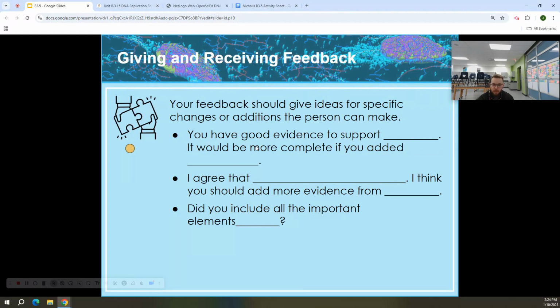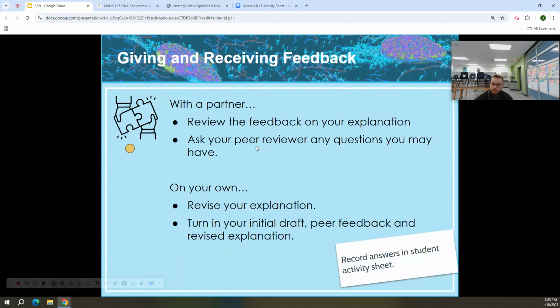You have good evidence to support this. It would be more complete if you added this. So we're highlighting something good, and then we're giving constructive feedback, something you could add. You could also say, I agree that blank, I think you should add more evidence from blank. Again, highlighting something good, giving them something to work on. And then, did you include all the important elements blank? Are there any elements like this that I think you're missing? Okay, and hopefully by the end of revising and providing feedback, we're getting the best explanations possible and using our peers as the amazing resources they are to help us develop the best explanation.